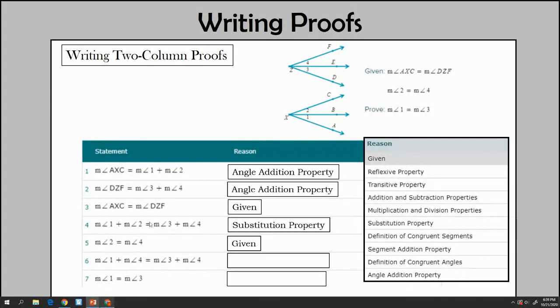Okay, again, if you look at line 4 and line 6, the difference is this measure of angle 2 is now the measure of angle 4. We got that by substitution using line 5. And then I'm going to subtract the measure of angle 4 from both sides, and I got my final answer.